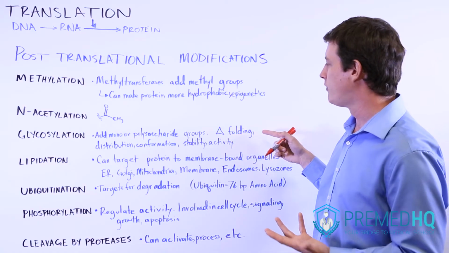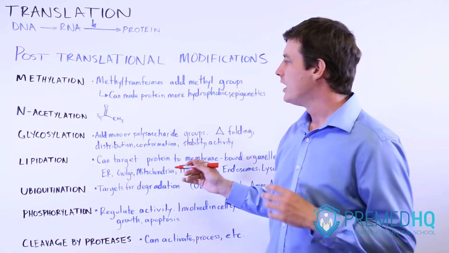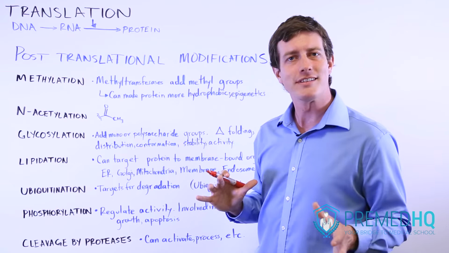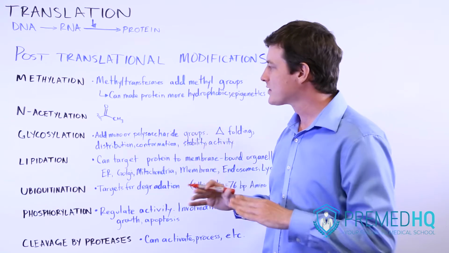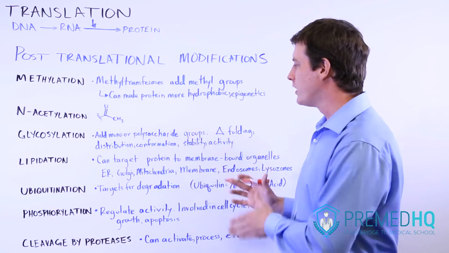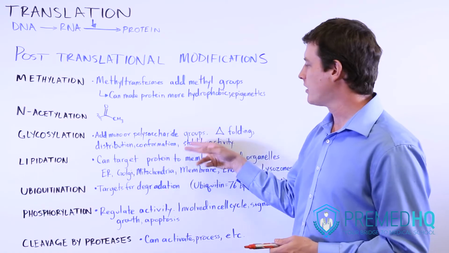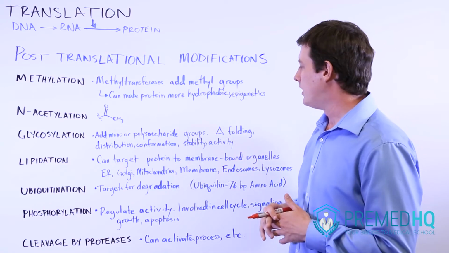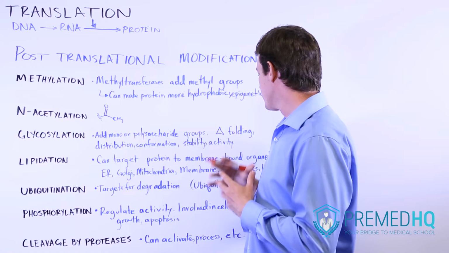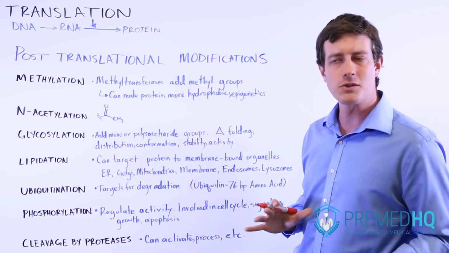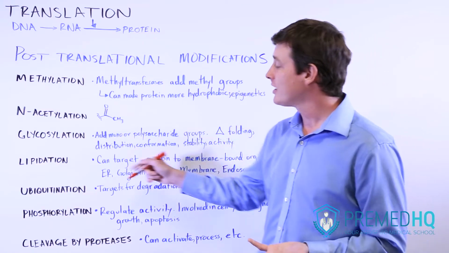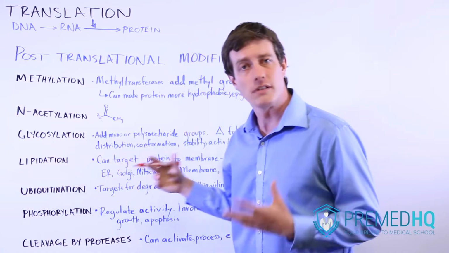They can change the folding of the protein, where they're distributed within the cell. They can be signals to send the protein to one area or another. It can influence the conformation or shape, the stability of a protein, as well as regulate its activity to a certain degree. Lipidation, adding some sort of lipid group.